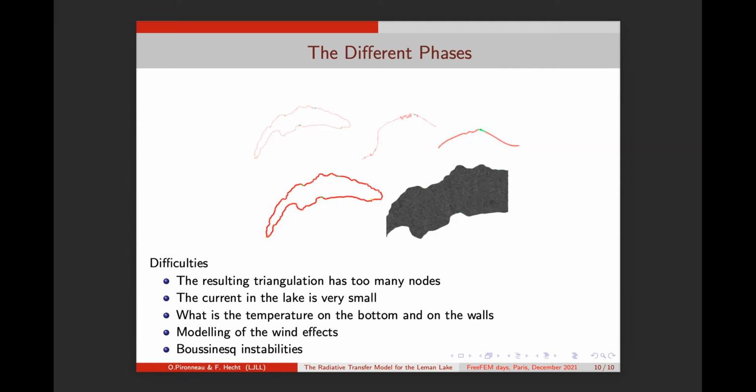Because what happens is that if you have a difference of temperature in the vertical, you will get the Boussinesq effect, and that is the thing that will mix. So even though we have the tools to do it, we were not able to do it. And that's the end of the talk.